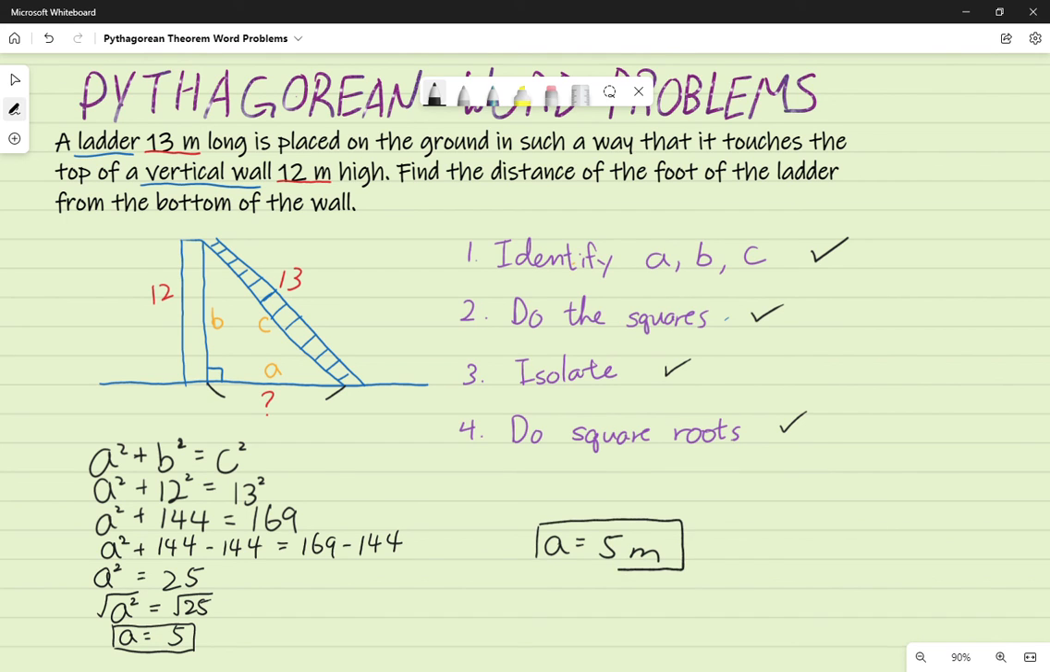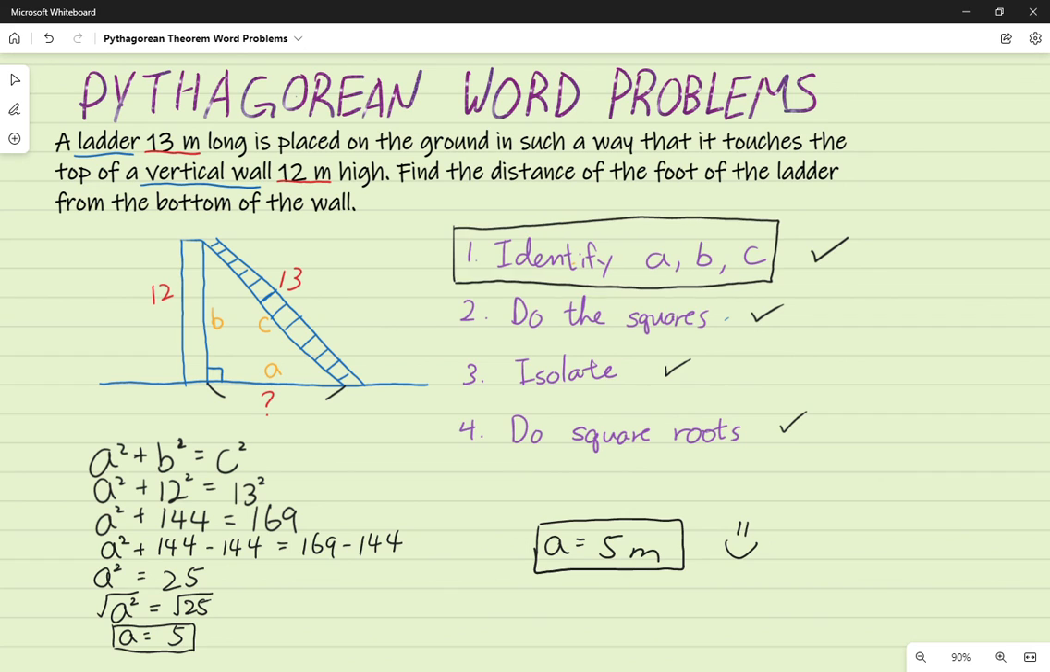I'll put a box around that because that's my answer, and then a happy face because I finished my math question. And that is it. That is all you have to do. So remember, the tricky parts of the question usually occur in the process of doing step 1, identifying A, B, and C. And it usually occurs here where you are trying to formulate your triangle. Most word problems are set up so that they are a little bit challenging in terms of how you set it up. But once you figure out what your triangle looks like, you can always apply these 4 steps to find the answer. All right, that is it for this one.